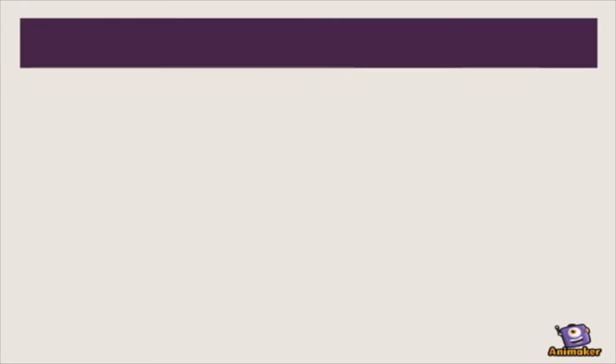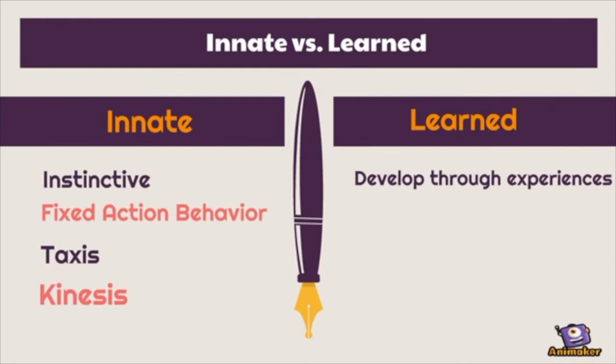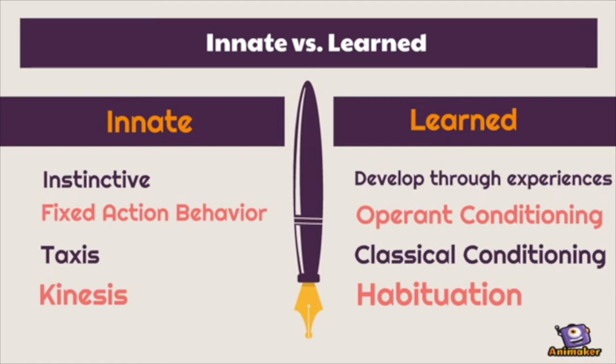Now on to animal behaviors. A behavior is basically a response to an external stimulus. Behaviors are categorized into two broad categories, innate and learned. Innate behaviors are instinctive and automatic, whereas learned behaviors develop during a lifetime and are developed through experiences. However, the ability to learn is inherited.